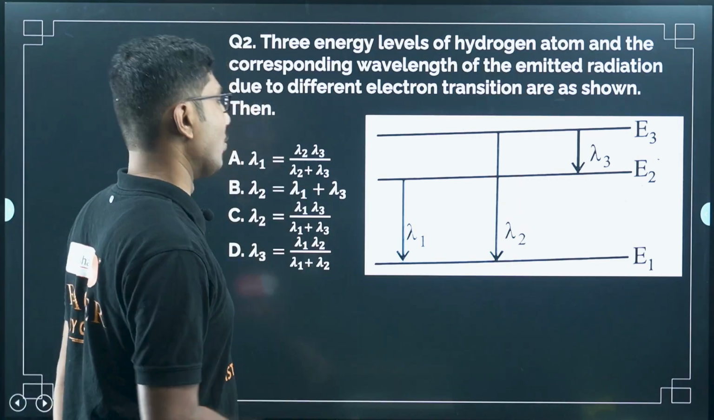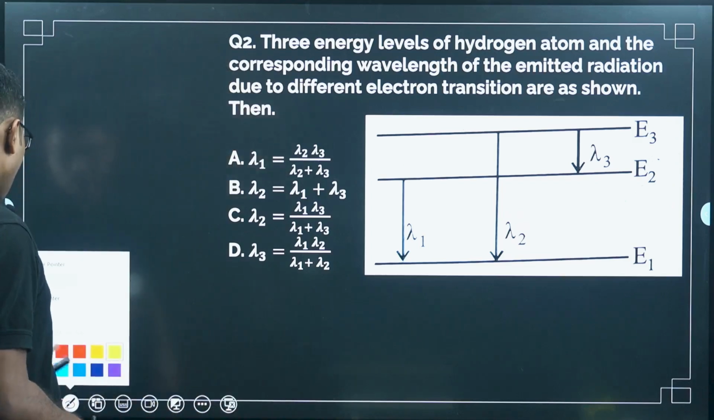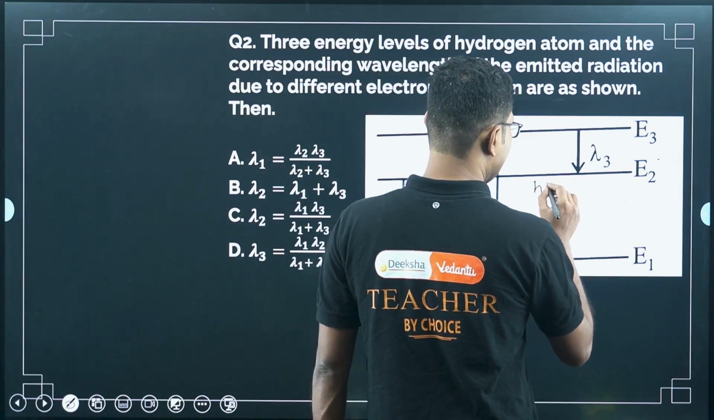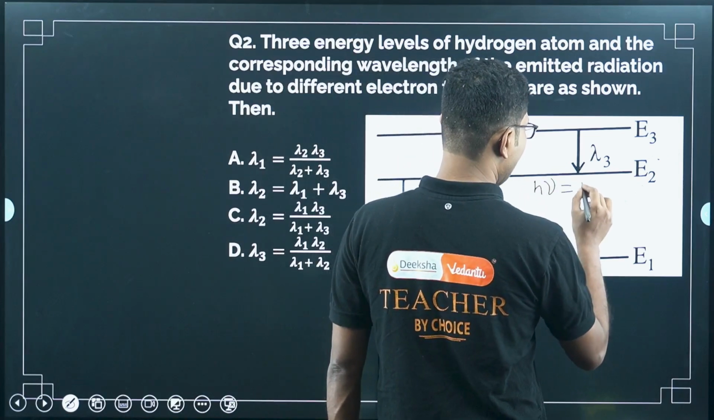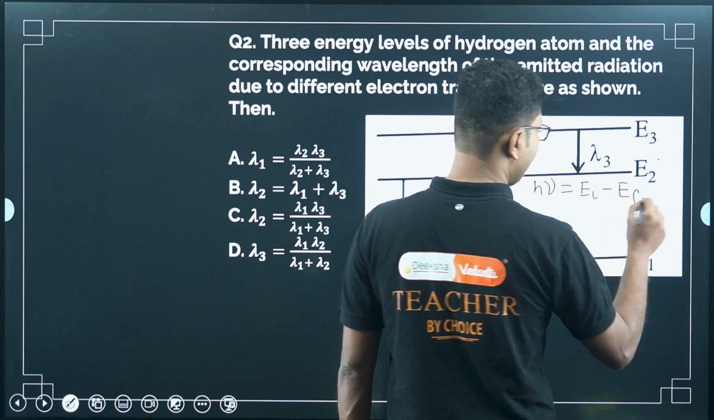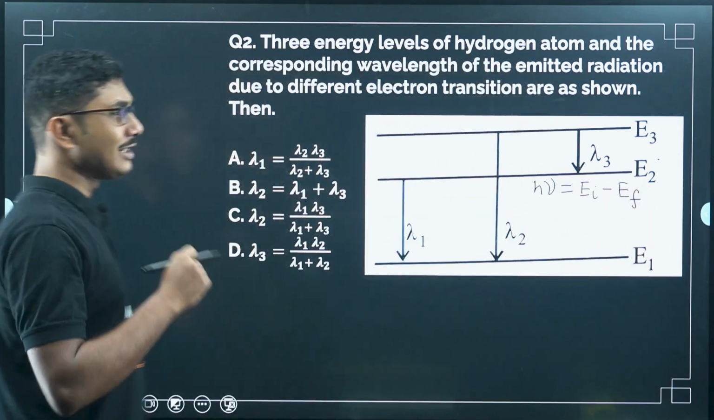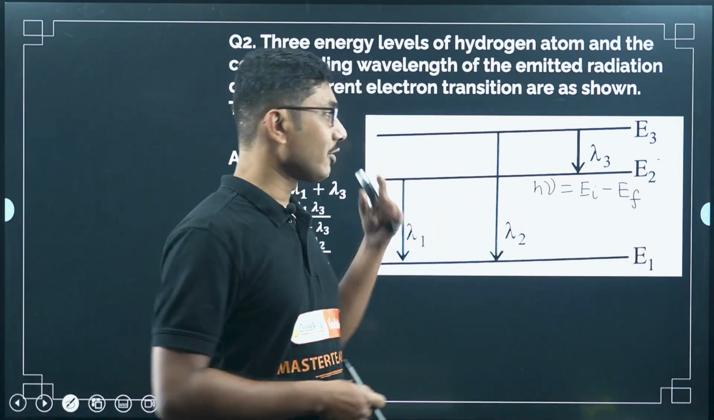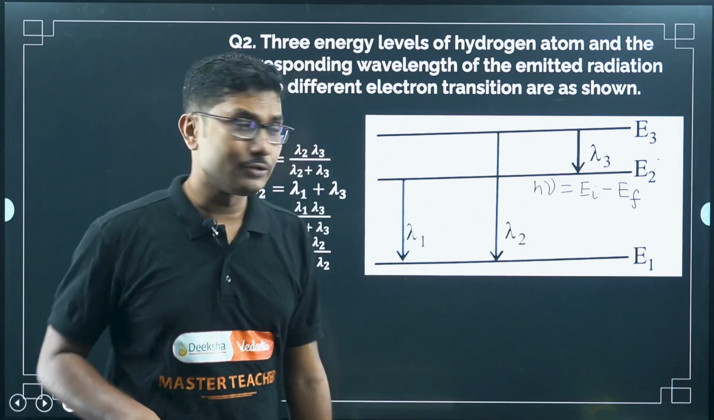Now, let us first write what we know. We know that hν equals E initial minus E final. If you remember, initial should have higher energy, final should have lower energy, because an electron always moves from higher energy to the lower energy.